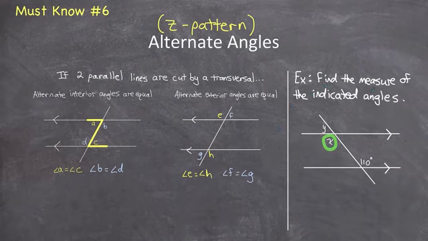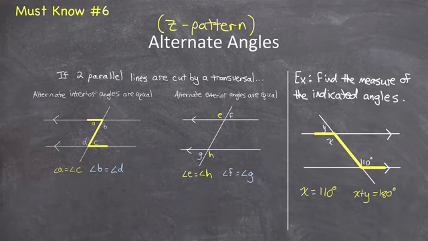So we need to find angle X and angle Y. I notice that X and 110 degrees are alternate interior angles, and I can draw that Z pattern so you can see that. Notice how they're both angles inside of that Z I drew. So I can say that X is equal to 110 degrees. The next thing I notice is that angle X and Y are supplementary. Those two angles form a straight line, so I know they add up to 180 degrees. And I know angle X is 110, which means angle Y must be 70 degrees.